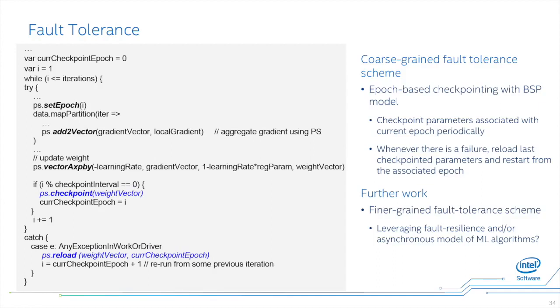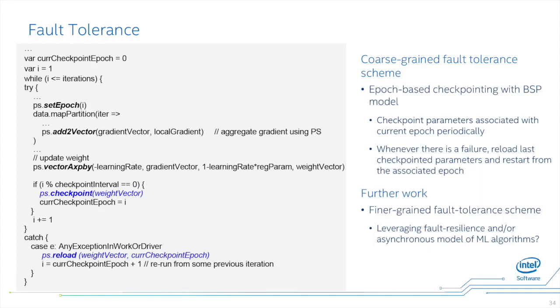It actually completes the aggregation, but then it fails after aggregation. So there are new types of failure models, and a failure scenario can happen. Currently, we are just building a very coarse-grained fault tolerance scheme using epoch-based checkpointing with the BSP model.